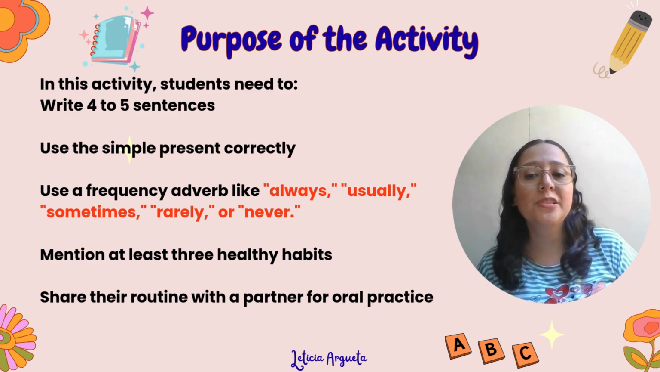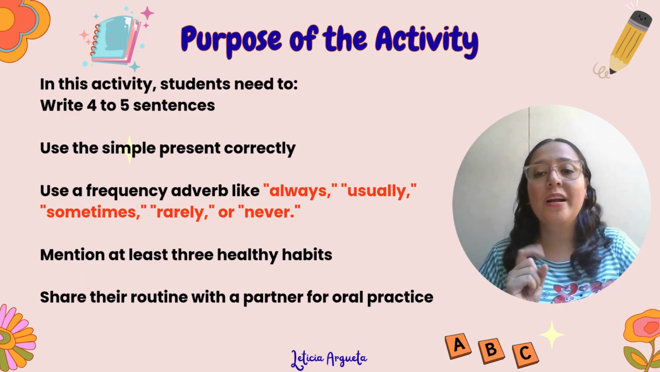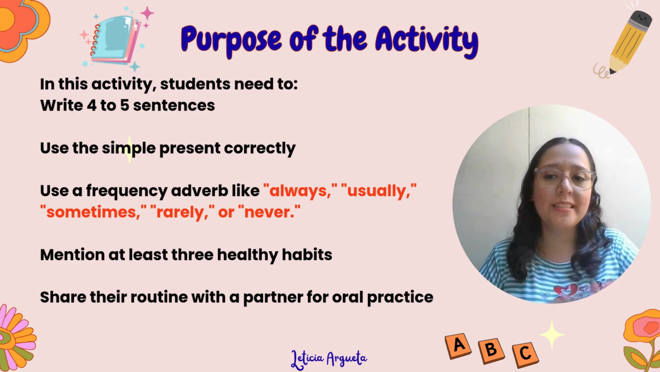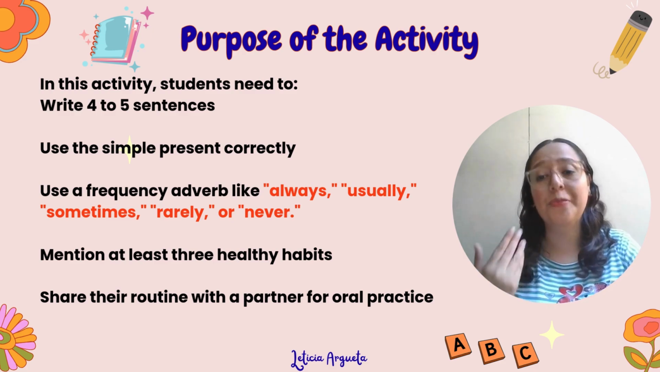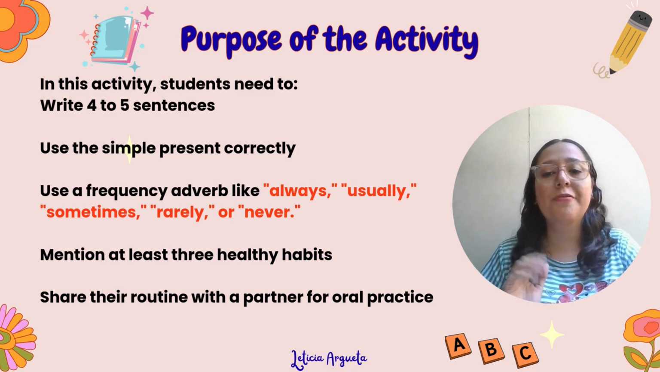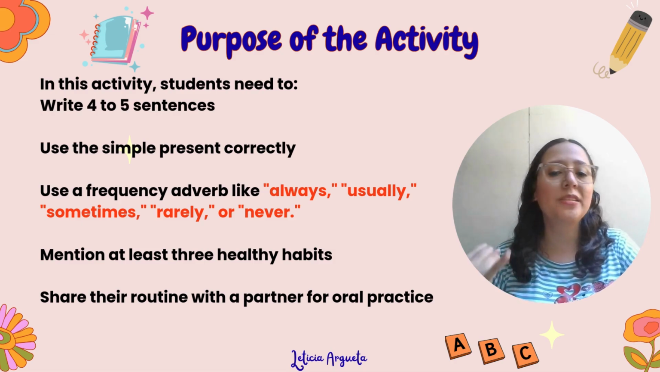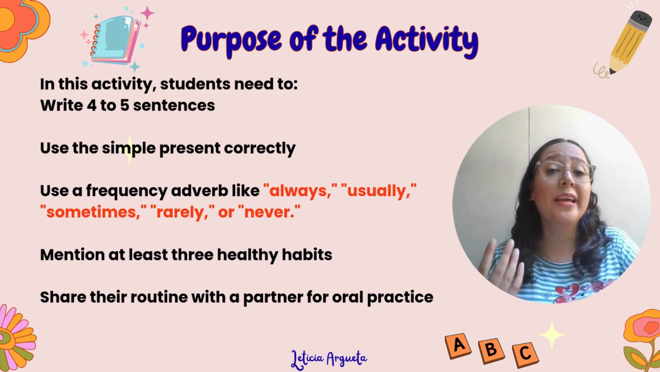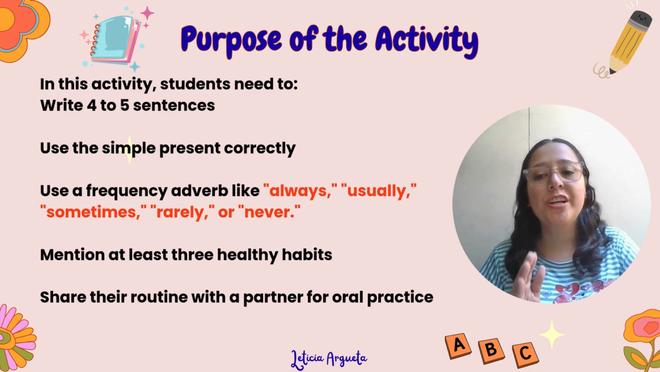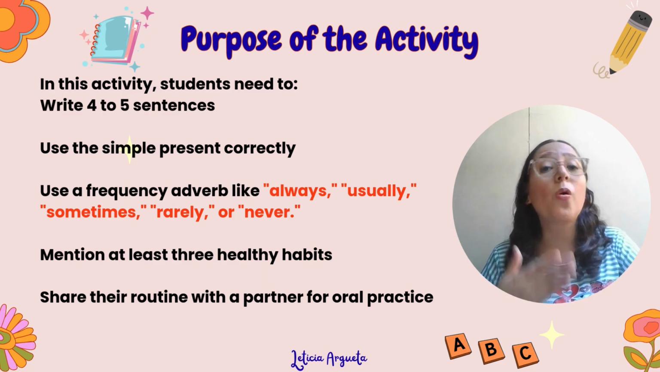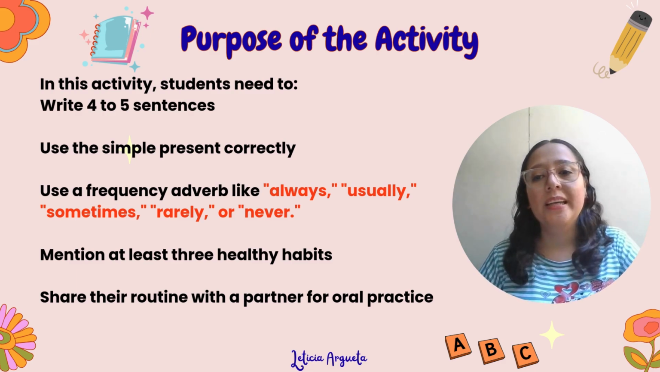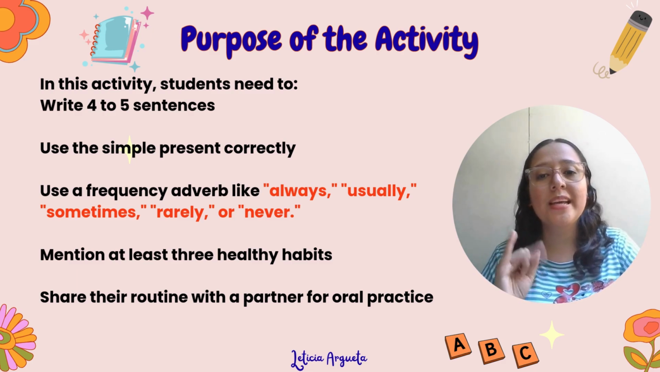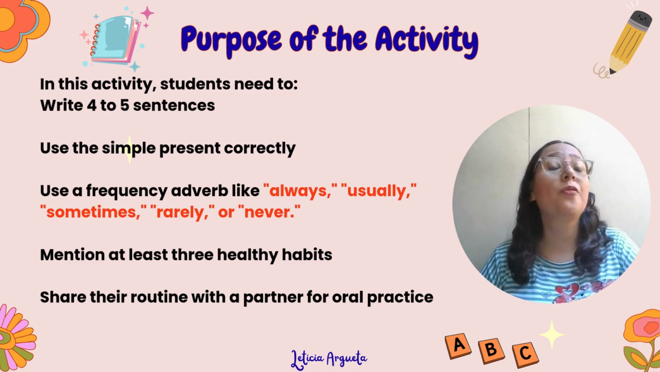In this activity, students need to: 1. Write 4 to 5 sentences. 2. Use the simple present correctly. 3. Use a frequency adverb like always, usually, sometimes, rarely, or never. 4. Mention at least 3 healthy habits. Then they share their routine with a partner for oral practice. This activity checks writing, speaking, and understanding of habits.